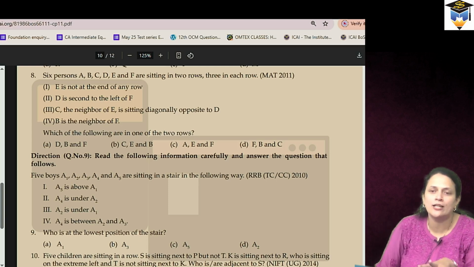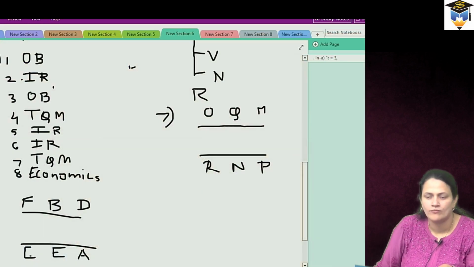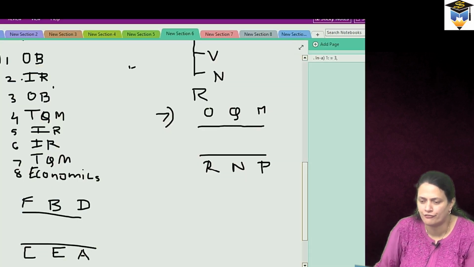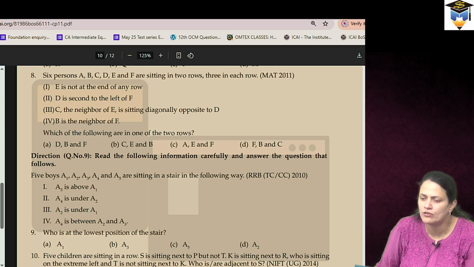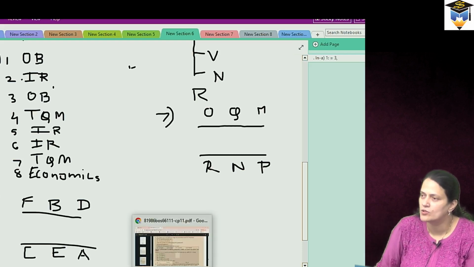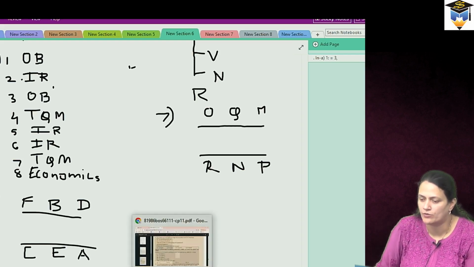So who is sitting diagonally opposite to D? C. And then B is the neighbor of F. So this is the arrangement. Which of the following are in one of the 2 rows? Who is sitting together? F, B, D and C, E, A. So the answer is D, B and F. Option A for this one, the 8th one.